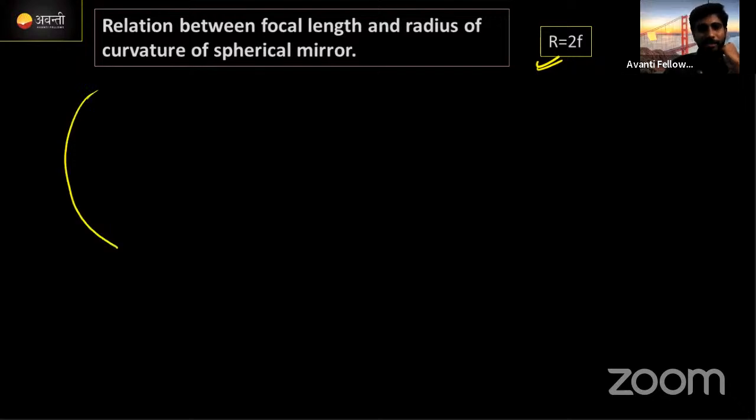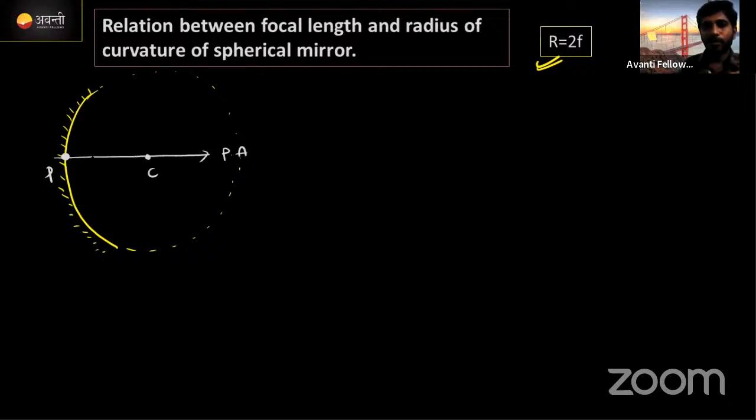Okay, imagine this is our concave mirror. Correct na? In a concave mirror, its imaginary sphere is on this side, right? And then this is the center of curvature, C, at this point, and this is the pole point. The line joining the pole point and the center of curvature is called the principal axis, right?